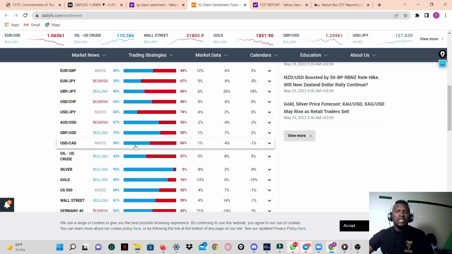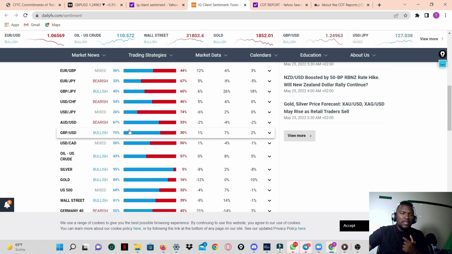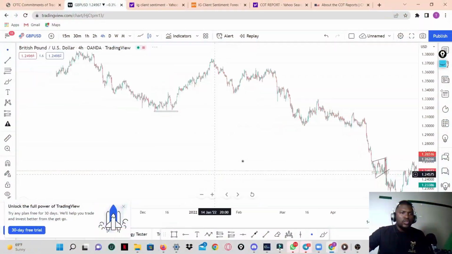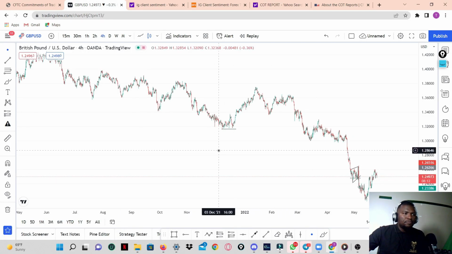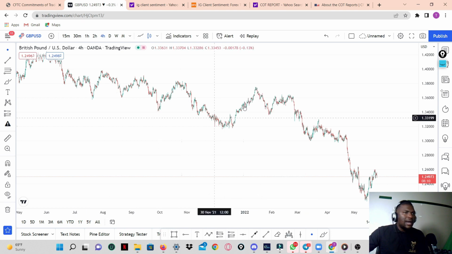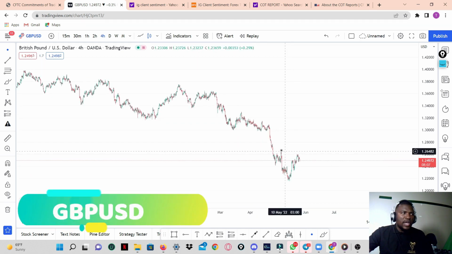And also when we want to check GBP USD, let us quickly go to the technical part of the trade to see if the technical side of the market is really showing us that there is more bullish momentum that is going to occur, you understand? So let us quickly go to our TradingView. As you can see here guys, I'm on my TradingView now. Let us quickly analyze the GBP USD.